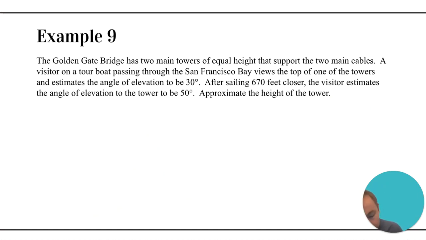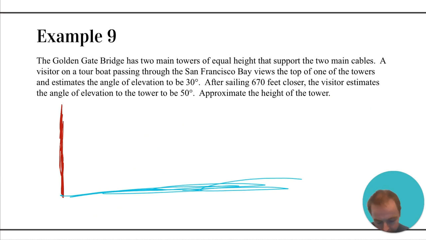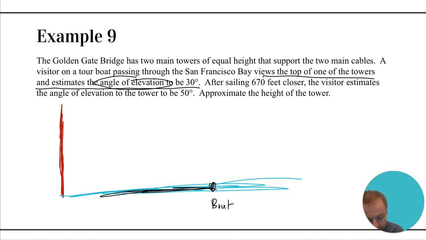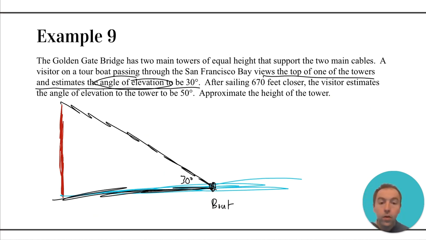Okay, so we've got the Golden Gate Bridge, pretty tall, right? So let's say that this is the bridge right here, and then out here you've got the bay where this boat is, right? So at one point, maybe the boat is located right here, and it says that they view the top of one of the towers and estimate the angle of elevation from there to be 30 degrees. So if it's an angle of elevation, then from horizontal, we should pivot upwards towards the top of the tower, and then have a viewing angle of 30 degrees from that point, right?